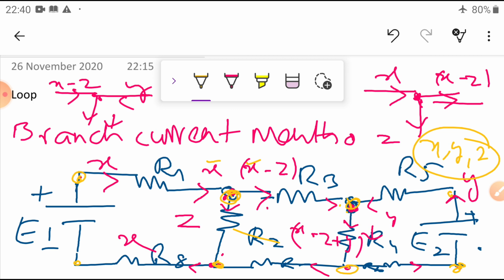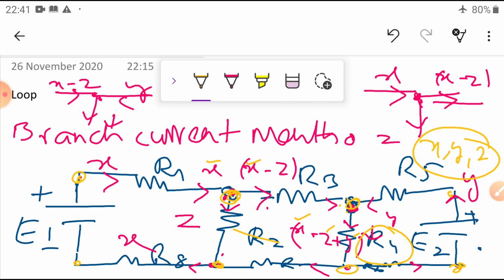Suppose I want to know this one. If you know X, Z and Y, I can calculate the current across R4, through R4, easily. So this is the branch current method we have done previously with some examples. Now, based on this knowledge, and based on the branch current, we are going to the loop current. Loop means your current is flowing here. So this current is exactly the Z current.